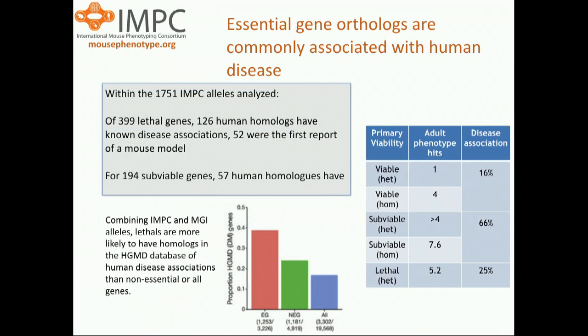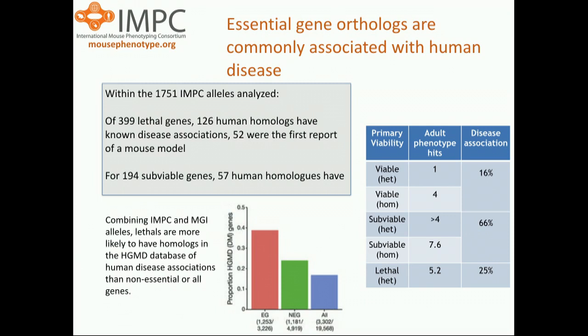One of the interesting things that we found when analyzing the relation to human disease is that of our 399 lethal genes, 126 have human homologs with known disease associations. In this case, at the time of our paper, 52 of these were the first report of a mouse model. So a really profound impact on being able to study these particular genes. The same was true for subviables: of 194 subviable genes, 57 human homologs had a disease association, and a smaller percentage of those were also the first known model.